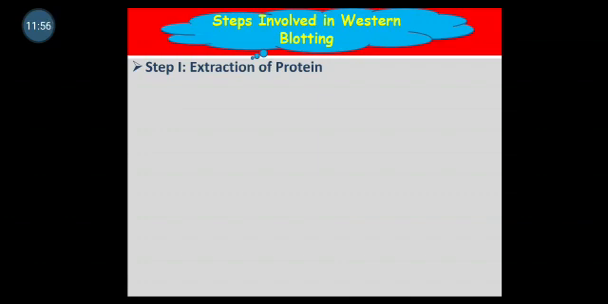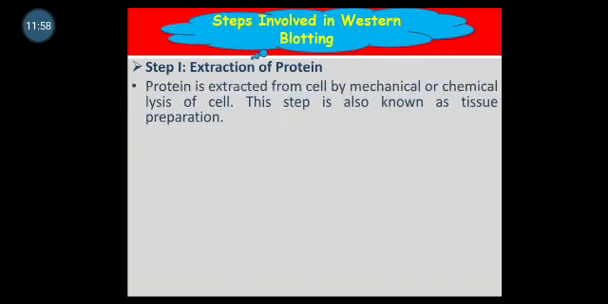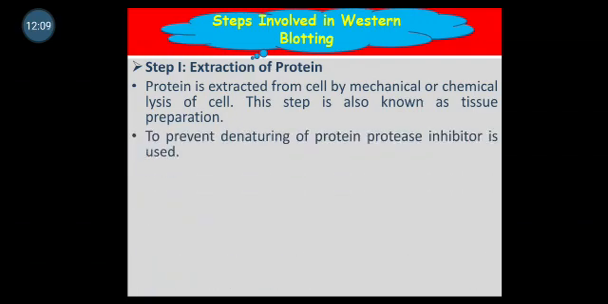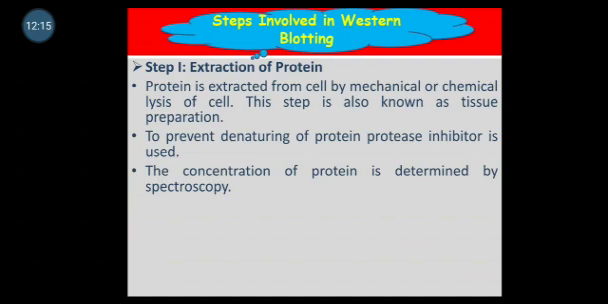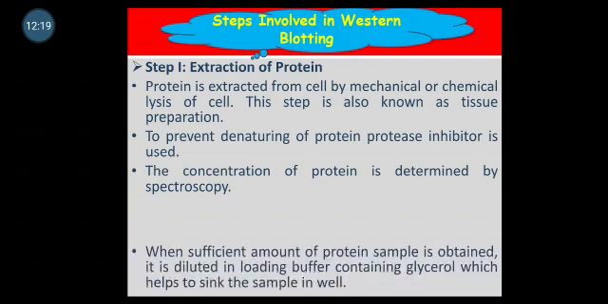The first step is extraction of protein. Protein is extracted from cells by mechanical or chemical lysis of the cell. This step is also known as tissue preparation. To prevent denaturing of protein, a protease inhibitor is used. The concentration of protein is determined by spectroscopy.